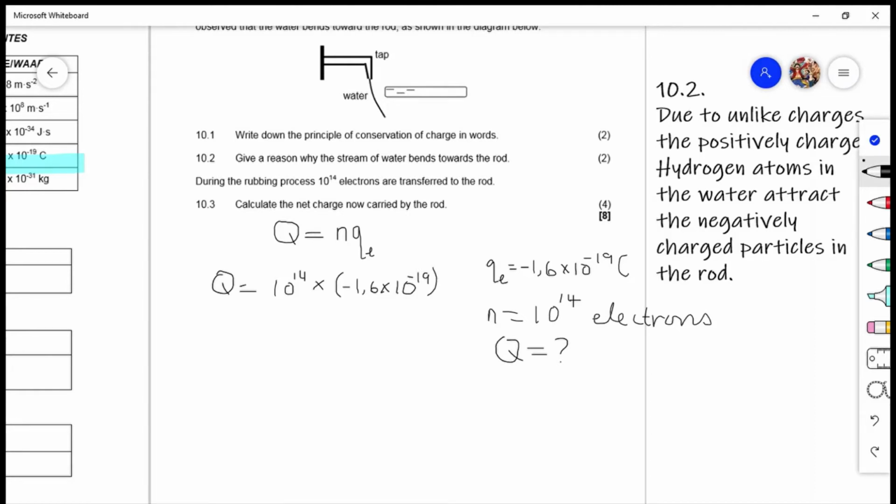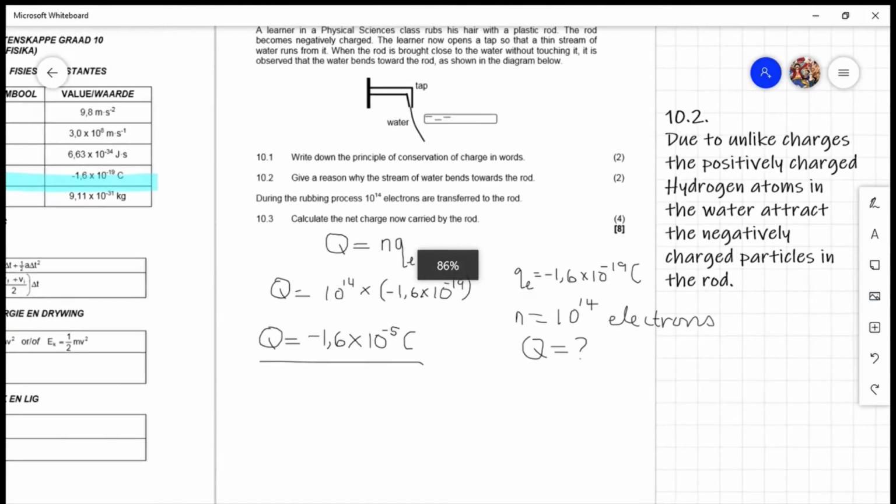So when we put this on our calculator, we then have our charge as Q is equal to negative 1,6 times 10 to the power negative 5 coulombs. And that is our answer for 10.3. So our rod now carries a net charge of negative 1.6 times 10 to the power negative 5 coulombs.